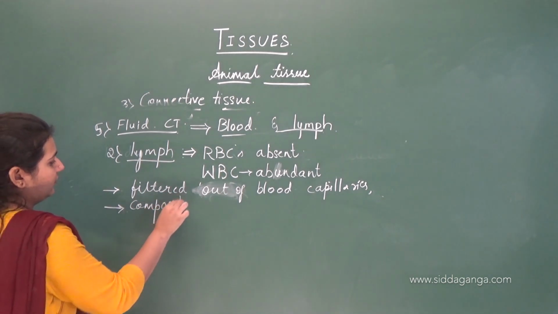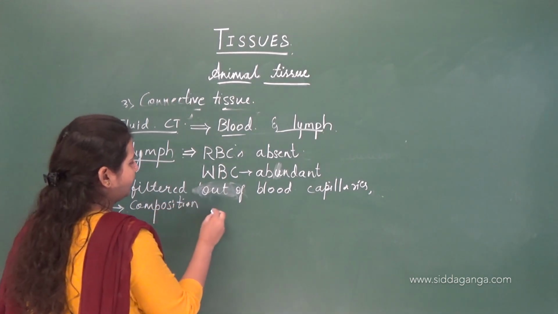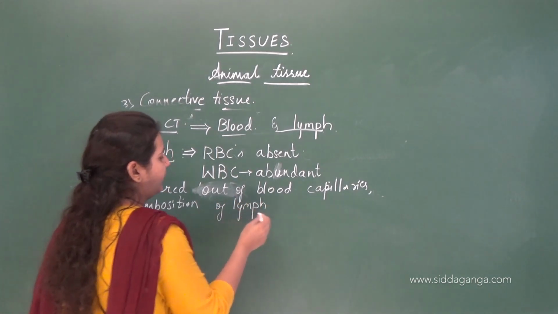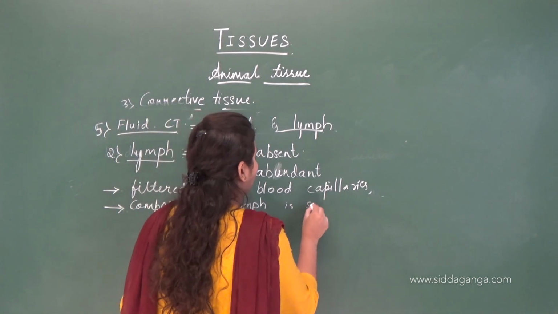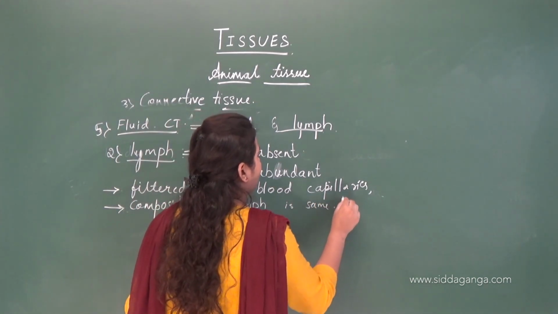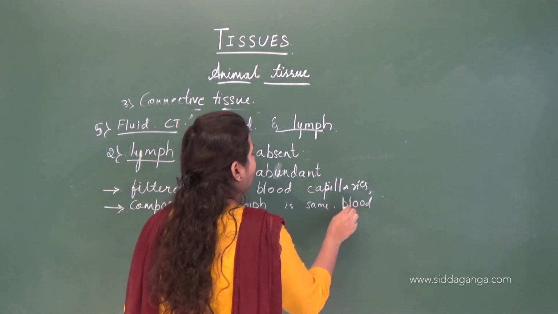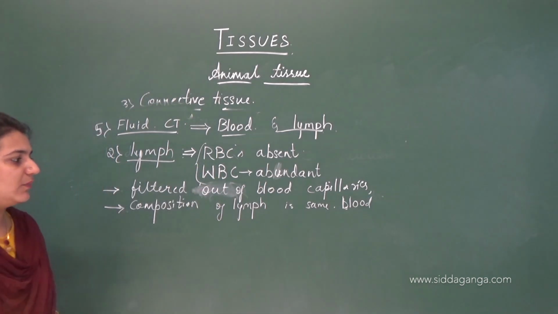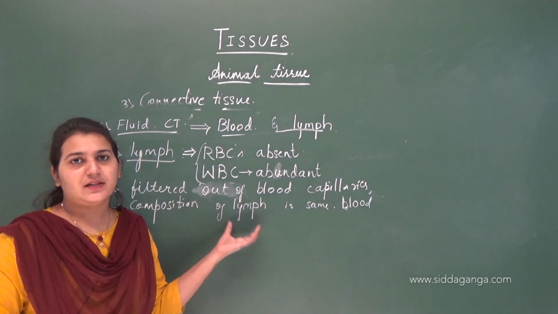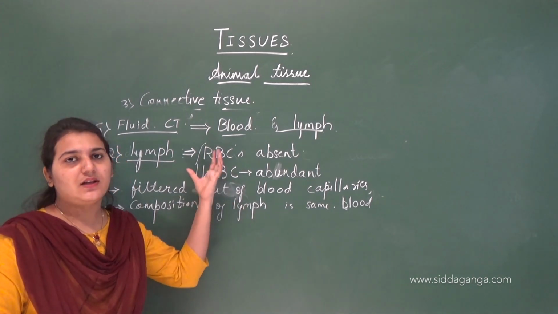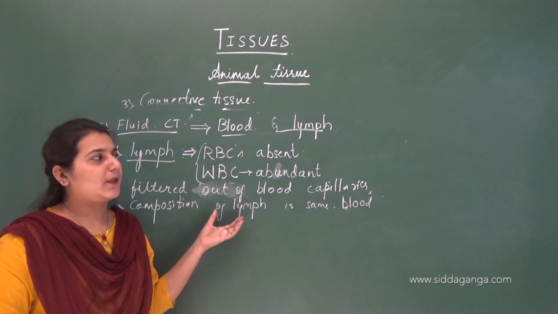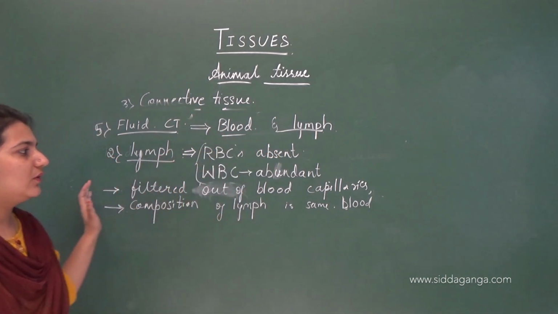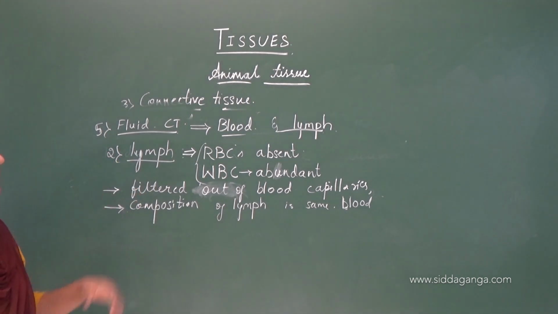Since it is the filtered part of the blood, the composition of lymph is the same. Even this has plasma, even this has platelets, but the major difference is it doesn't have RBC and is rich in WBC. This is the filtered part of blood itself, hence the composition remains the same. The only difference is between the RBC and WBC. Lymph contains more WBC than red blood cells compared to blood. So clear? This is about fluid connective tissue.